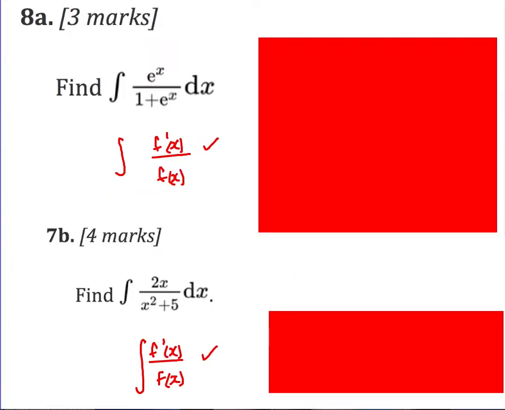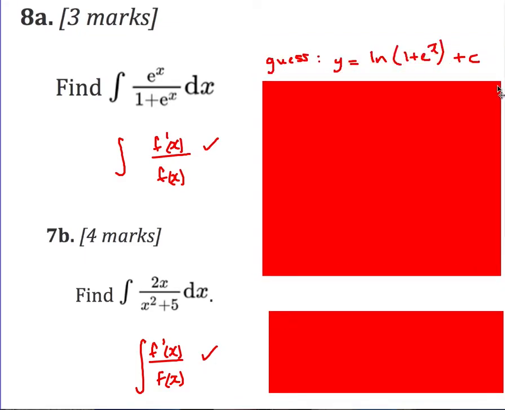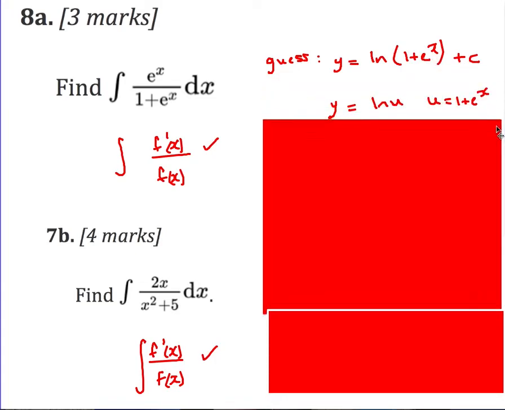Let's actually have a look at some past paper questions. Here are the first two. We've got e^x on the top, 1 plus e^x on the bottom. First, I check that I've got the correct method. Yes, I've got f'(x) on the top, I've got f(x) on the bottom. So there's my guess: I guess y equals ln(1 plus e^x) plus c. And then let's actually work through this one, just to check we're okay with it.